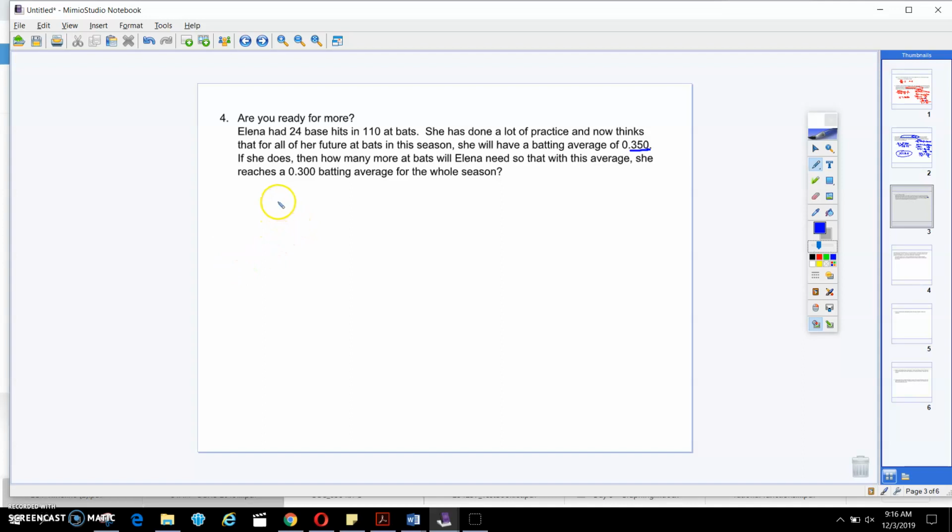It's fine. So you're going to do 24 over 110, right? Because that would be her original batting average. However, now you're going to add 0.35x in the top, and then you're going to add x in the bottom, because this is talking about having 35% of the next consecutive on-base hits. Okay? And we're going to set that equal to 0.3.